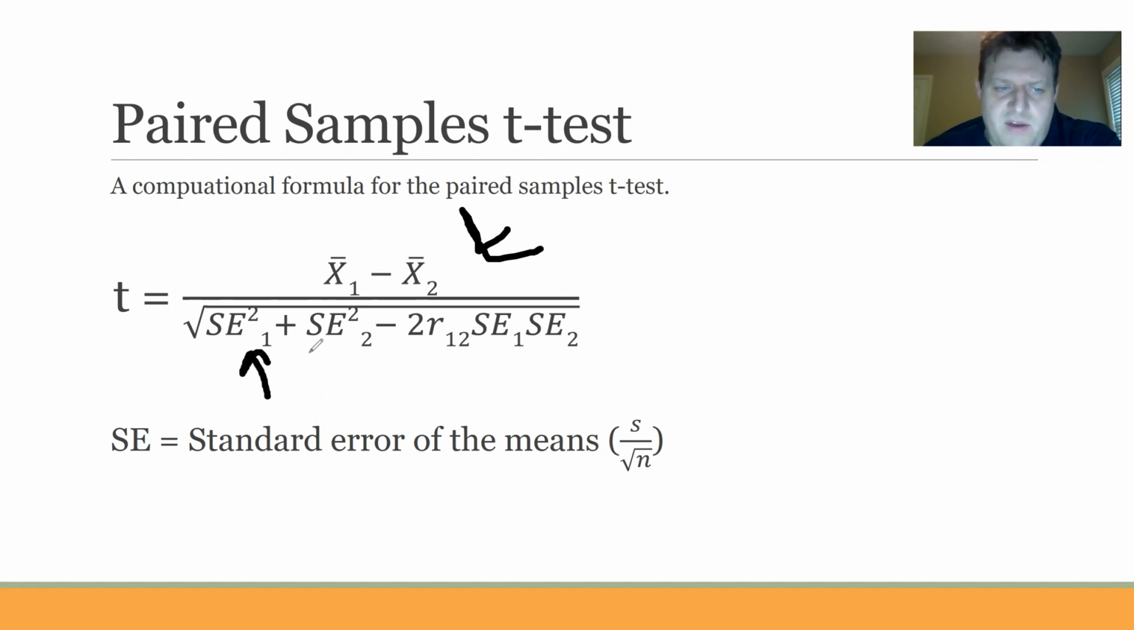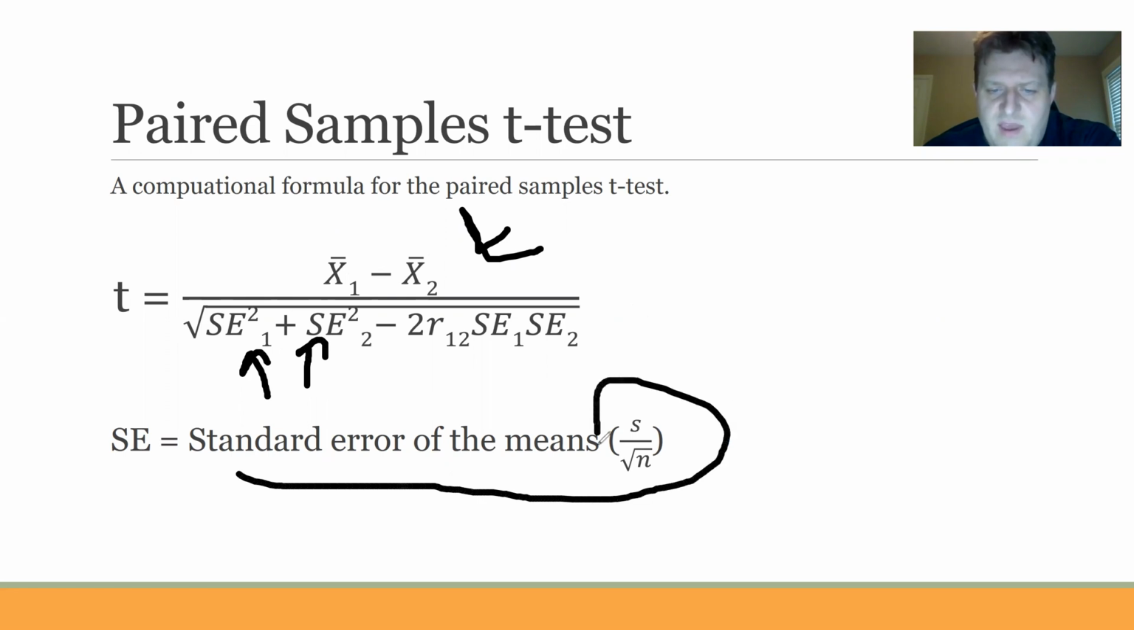and you could easily calculate what the standard error is. The standard error of the means is the standard deviation of that condition divided by the square root of n. But then we get something fancy here. We've got 2 times r sub 1,2, standard error of 1, standard error of 2.